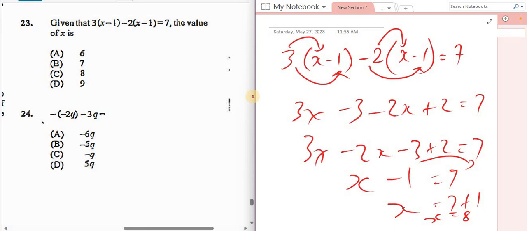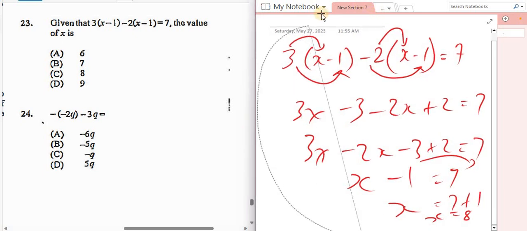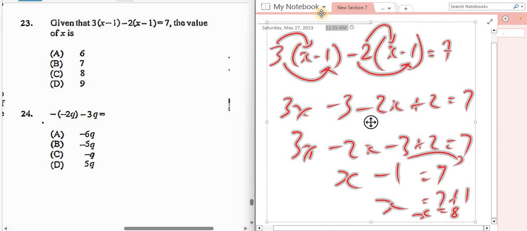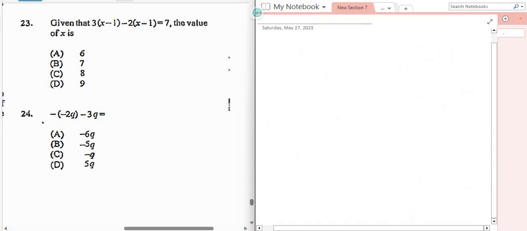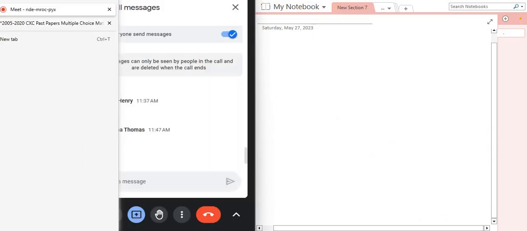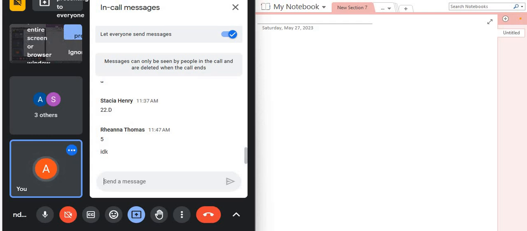Huh? Stick with the first one? Okay, no problem. What about you guys in the group? Which method do you prefer? Stacia, Rihanna, I'm not sure who all is there still.